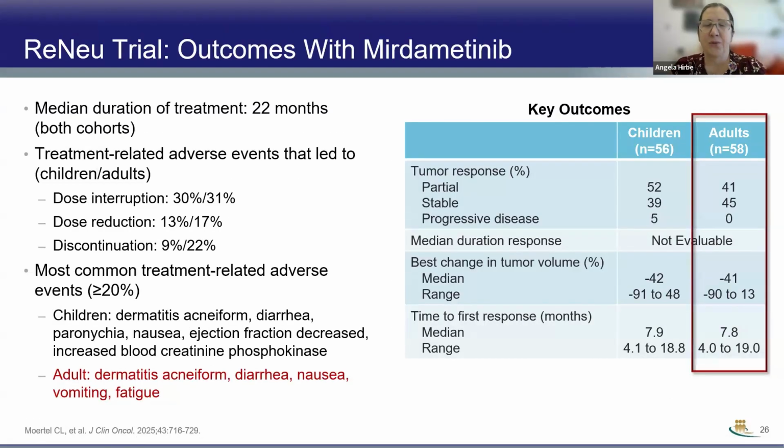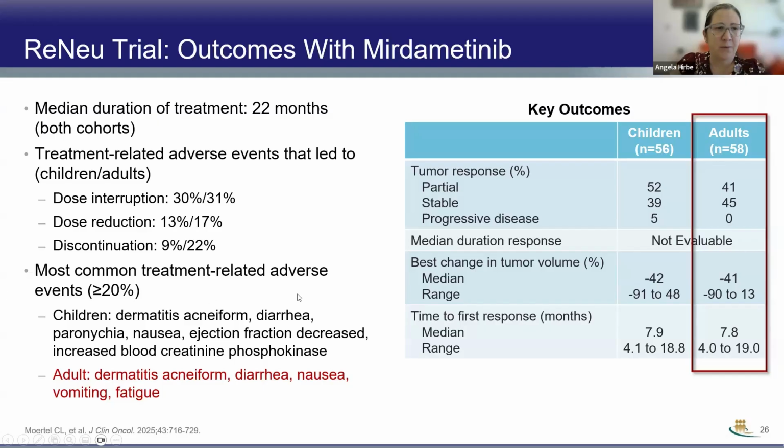Now, if we turn to the ReNeu data, so this is the large phase 2 study with mirdametinib, which is what led to FDA approval in both pediatric and adult patients. The median duration of treatment was 22 months. Again, some patients certainly needed to have dose interrupted. There were dose reductions in a significant number of patients. And then some did discontinue.